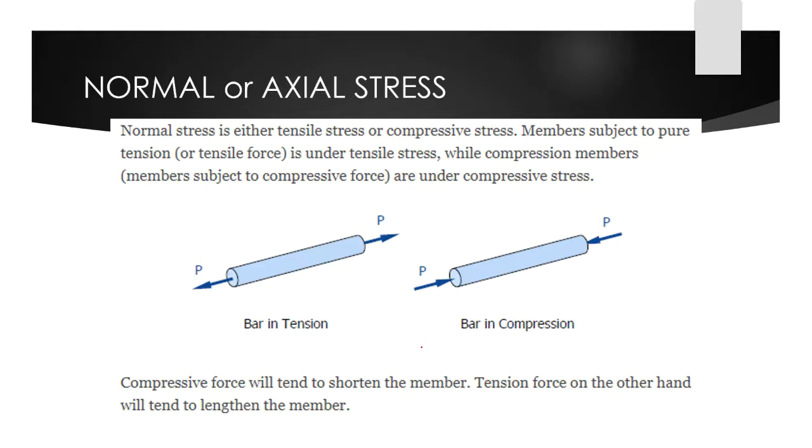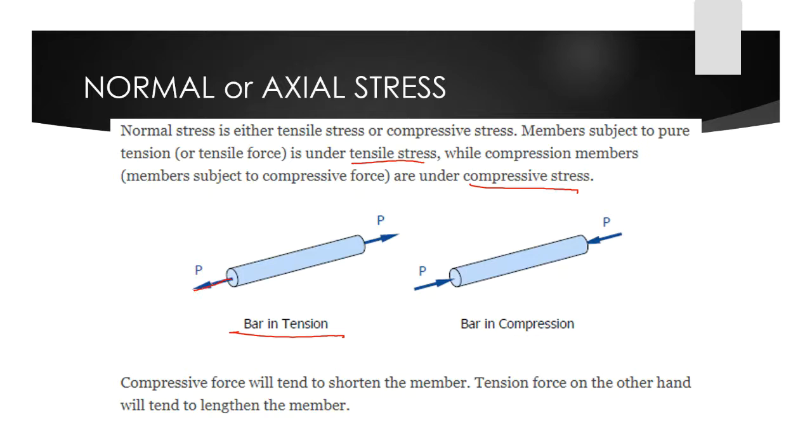The next one is normal or actual stress. Normal stress is either tensile stress or compressive stress. So this is just basically the same with what we have discussed from the previous slide. Members subject to pure tension or tensile force are under tensile stress, while compression members subject to compressive force are under compressive stress. So this is an example of the bar in tension.